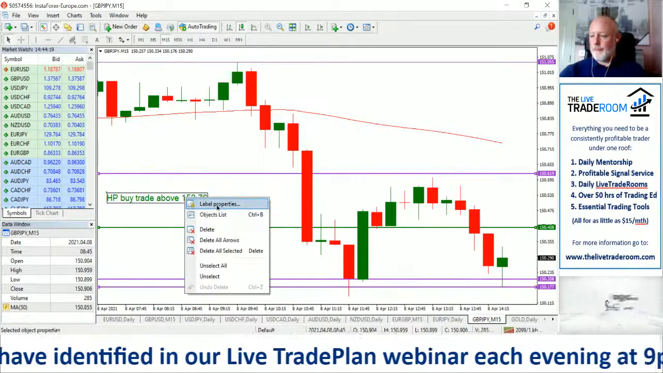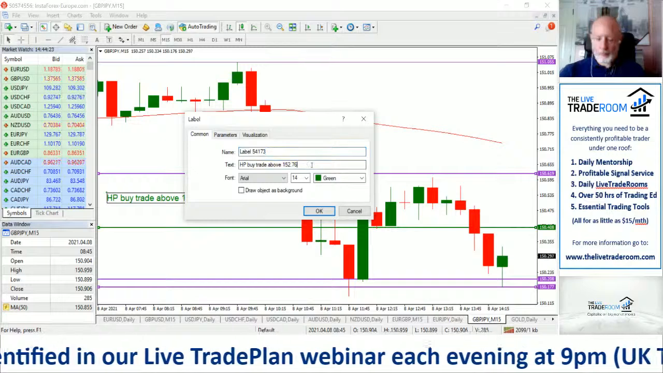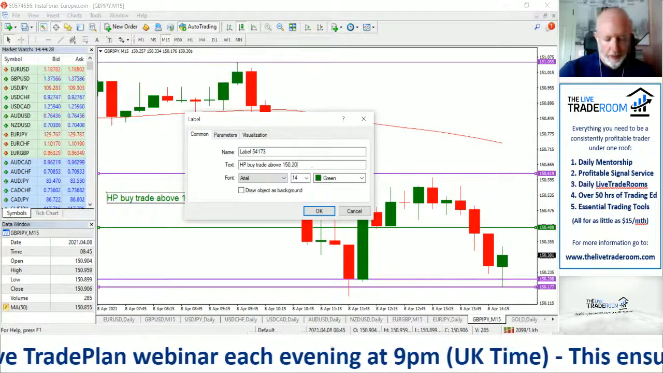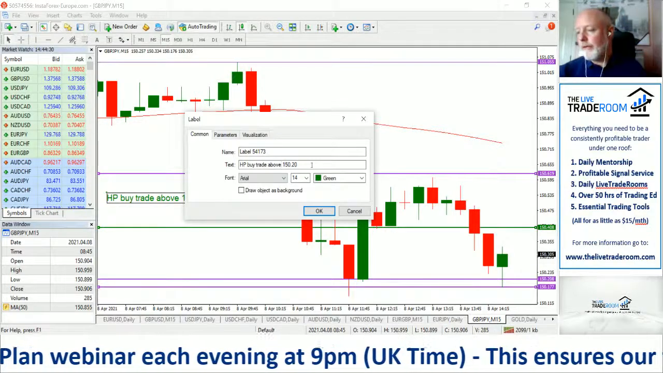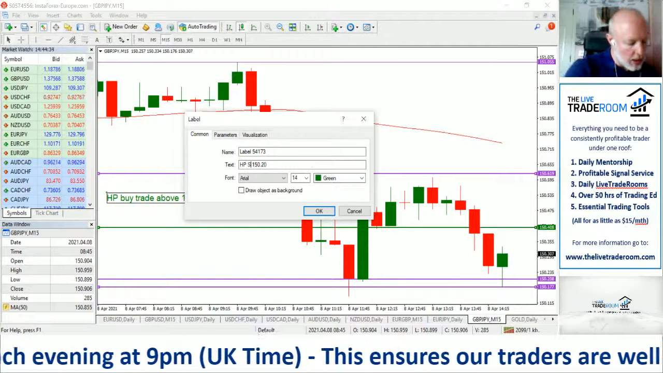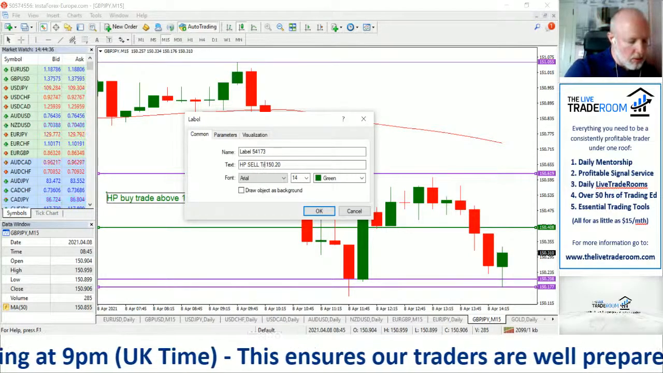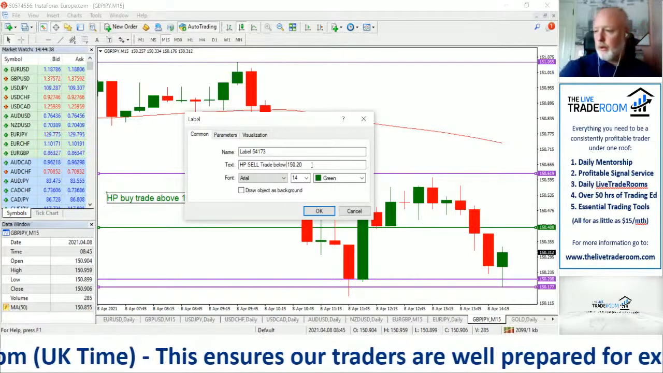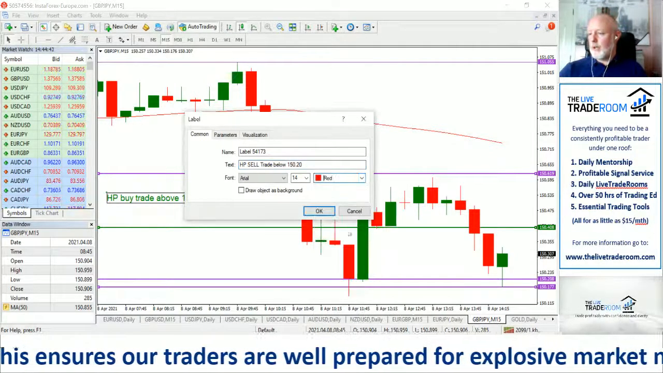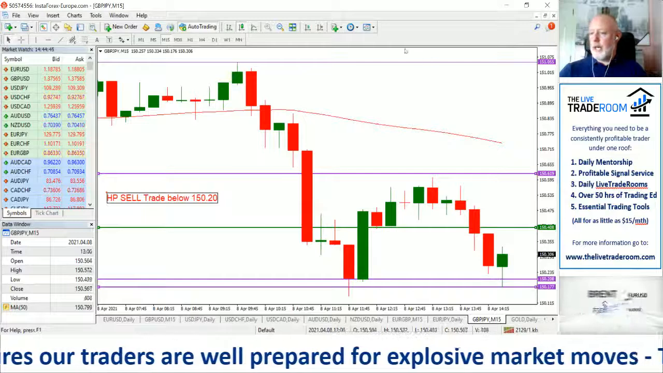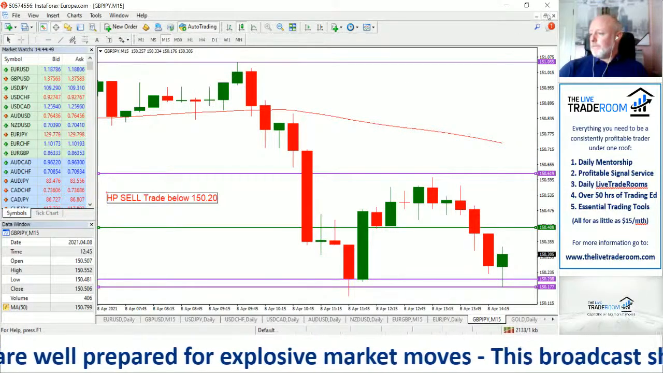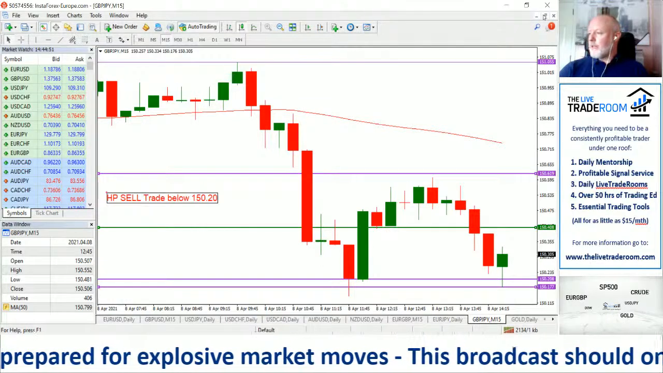So we're looking for a high probability sell trade below 150.20, and we can change this now. These markets can absolutely shift from strength to weakness very, very quickly.